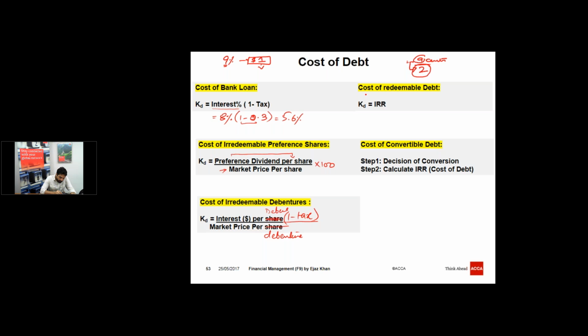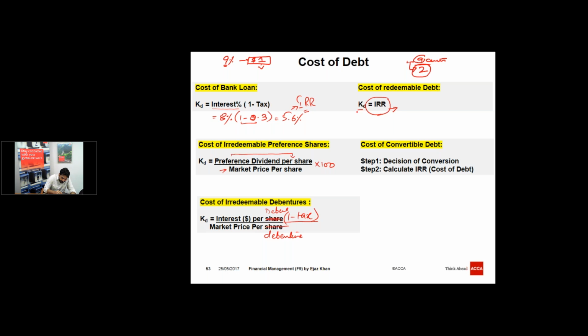Then we'll move towards cost of redeemable debt. Now, whether it's redeemable preference shares or redeemable debentures, we have to calculate the IRR. Remember, all these values we have calculated, the cost of debts, are IRRs. But when we say KD is equal to IRR, we mean the method used for calculating IRR. Even this 5.6% can be called IRR, but here calculating IRR is very simple.